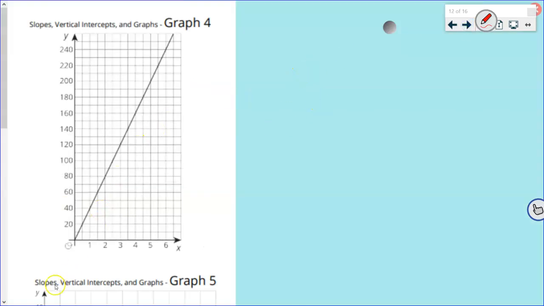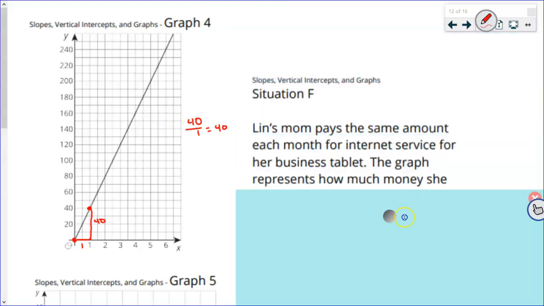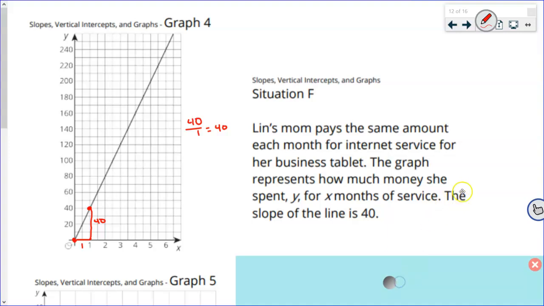Graph 4, looking for those crosshair points so that I can find the slope of the line. I see a crosshair point here, and the next one. Looks like I can stop here, but I'm going to go to the next crosshair point so that the run is 1. And when the run is 1, the rise is, I'm going from 0 all the way up to 40. So the slope is 40 over 1, which simplifies to 40. Graph 4 matches with situation F.